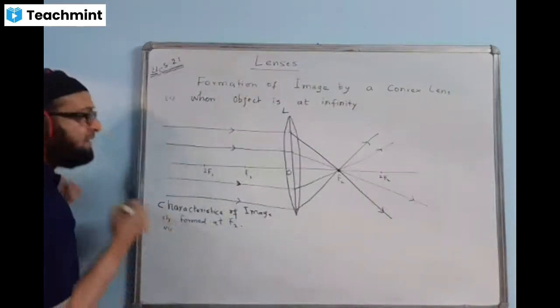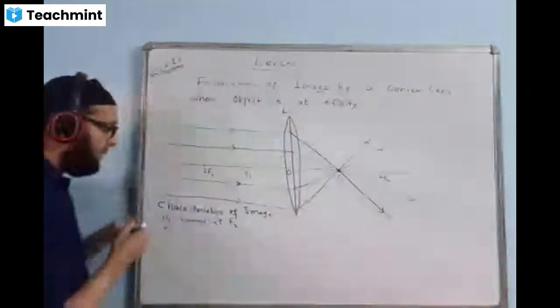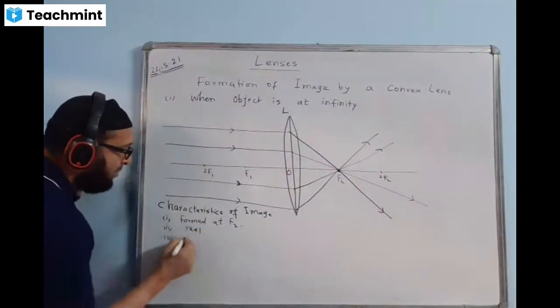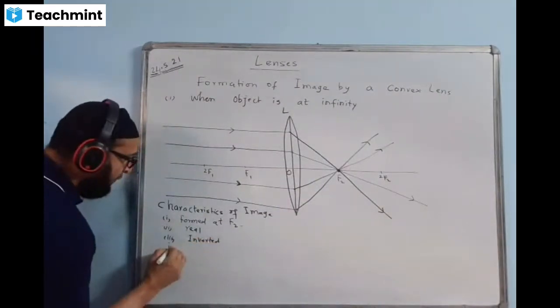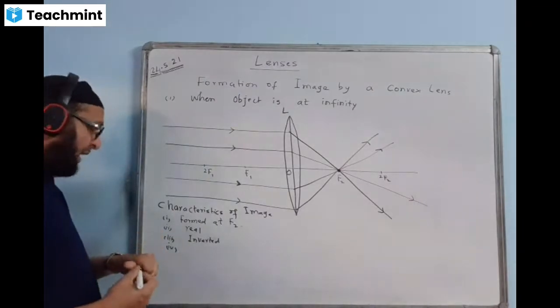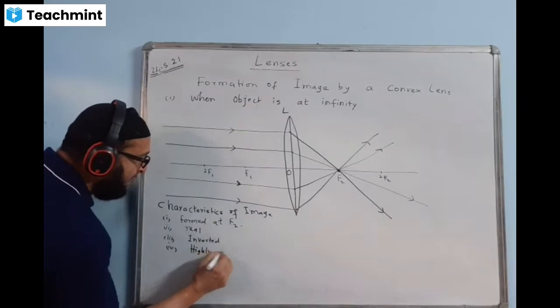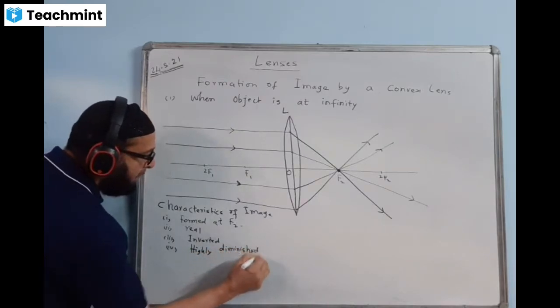Number 2, we see the image is real because the rays are really meeting at that point. We say real, and a real image will always be inverted, so we write inverted. The 4th point is size. What is the size of the image? Highly diminished, highly small, very small like a point.